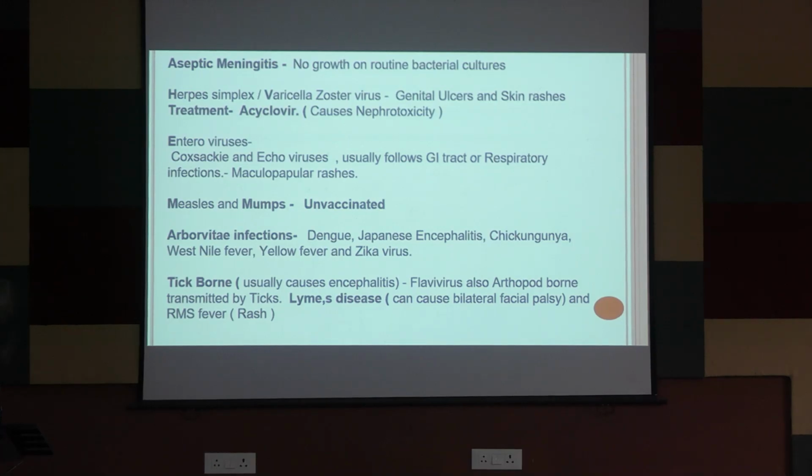And I have told you, when the bacterial culture is negative and no bacteria is there in the CSF, we call it aseptic meningitis. There is no sepsis, meaning there is no culture growth. So it is aseptic meningitis, where there is no growth on routine bacterial cultures. What are the causes? Most commonly the bacterial cultures will be negative in viral meningitis.